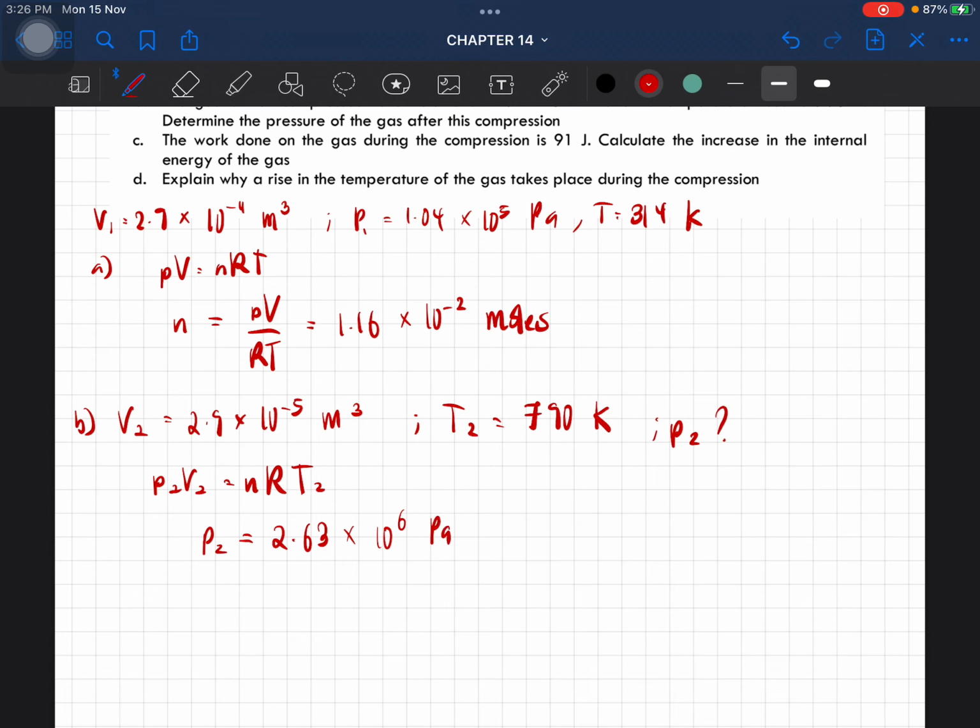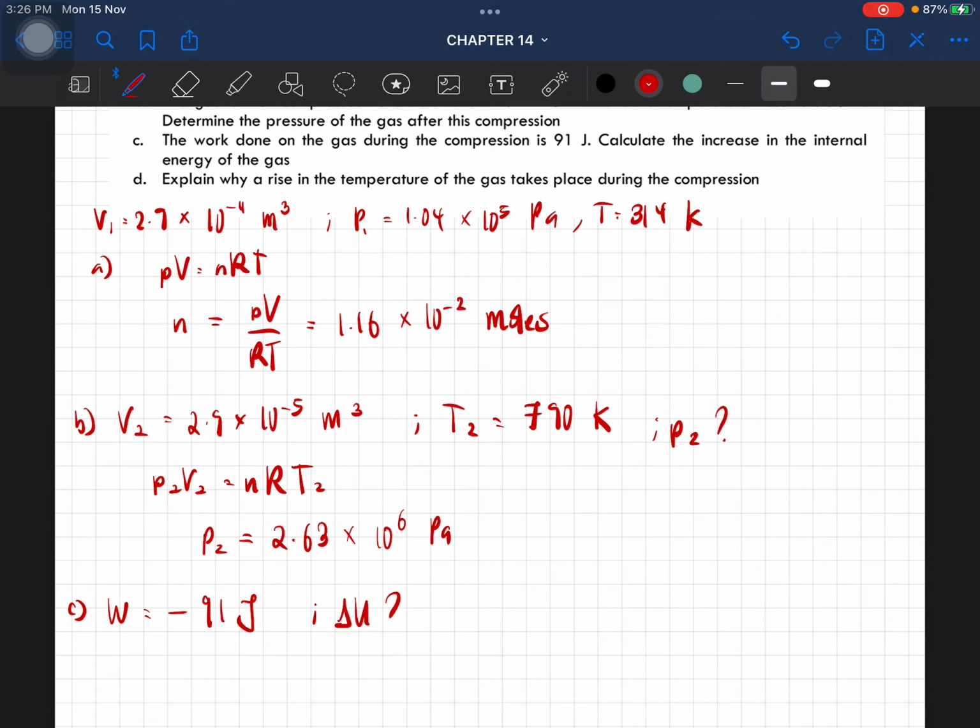Okay, and then calculate the work done on the gas during the compression. The work done on the gas during the compression is 91 joule. So if the gas is compressed, it is going to be negative 91 joule.